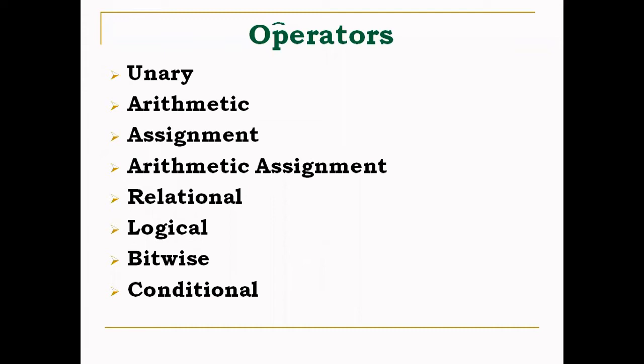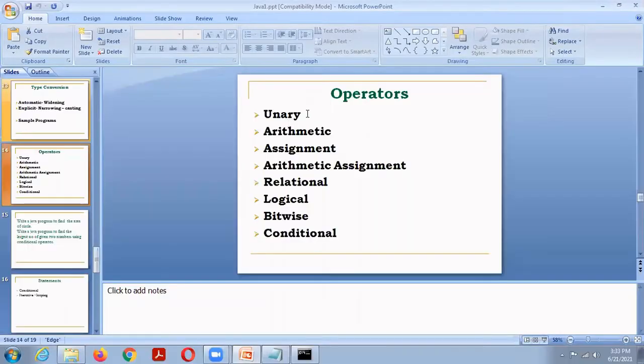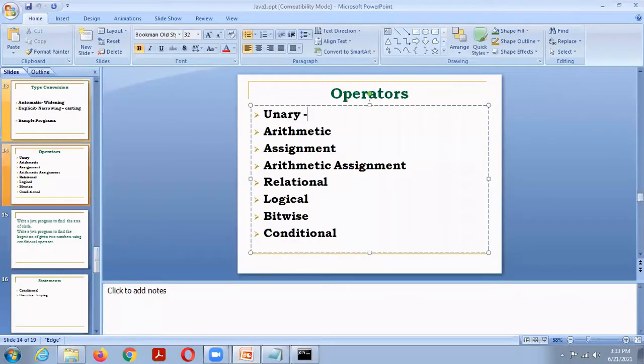Then arithmetic operators: addition, subtraction, multiplication, division, then mod operator, that is percentage operator. Unary operators are only two: plus plus and minus minus. One is the unary increment operator, and the other is the unary decrement operator.